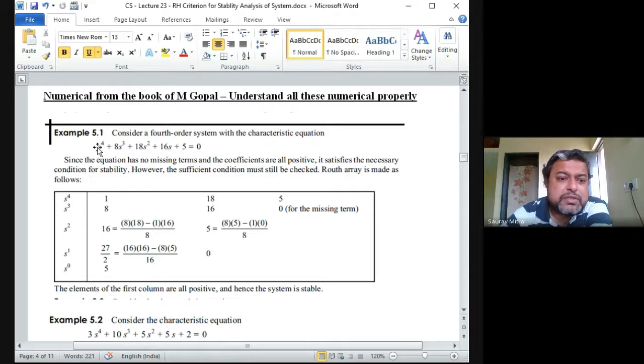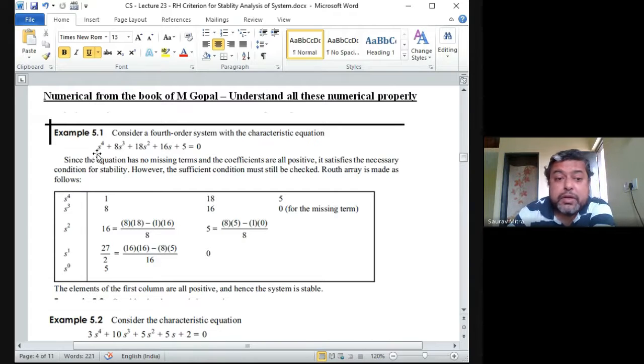As this is s to 4, in the table, on the left side, you have to start from s to 4, s cube, s square, s to 1, s to 0. This line you have to write vertically. If I had written, suppose, s to 5 plus 2s to 4 plus 8s cube and so on, a fifth order system, then you have to write s to 5 here. So it is very easy. There is nothing difficult about it.